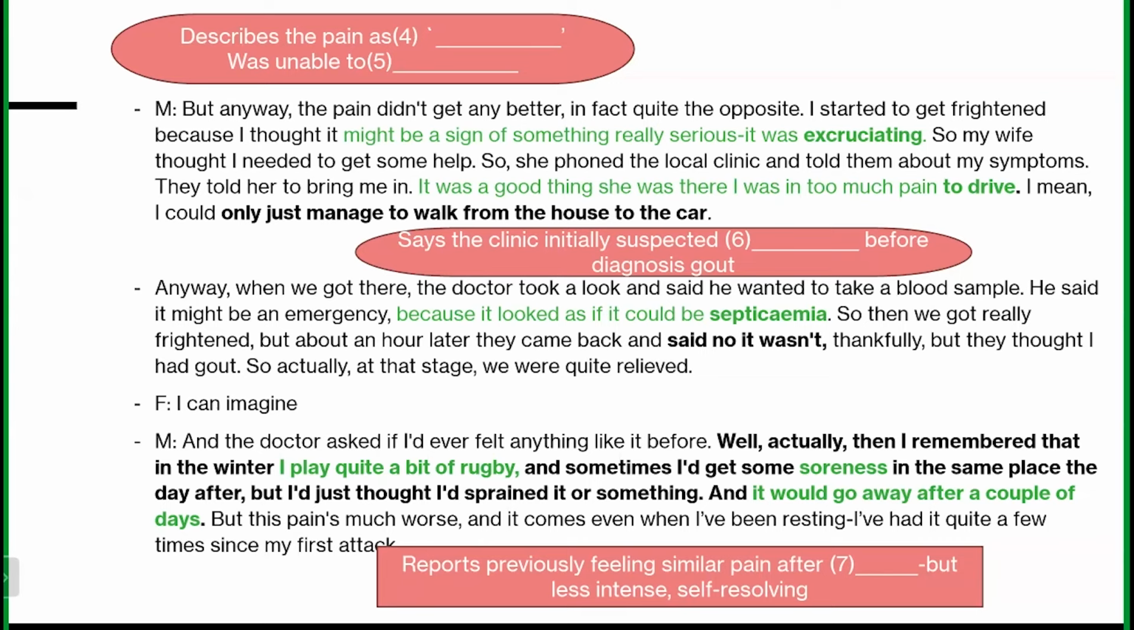And the seventh one is playing rugby. If you are writing "a bit of rugby," you will not get the answer. Our answer should be rugby or playing rugby. You can write that. Here you can see this soreness and "sprained it" something and it would go away. You can see here self-resolving, it would go away. It means the pain will go away. He is referring to the pain here. It will go away after a couple of days.